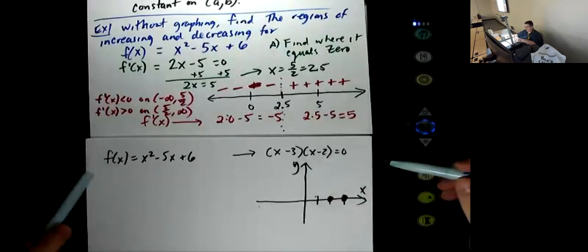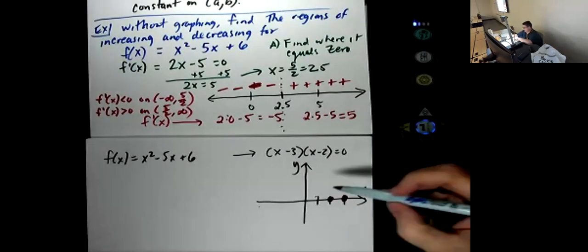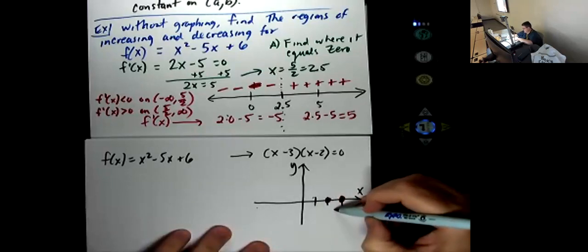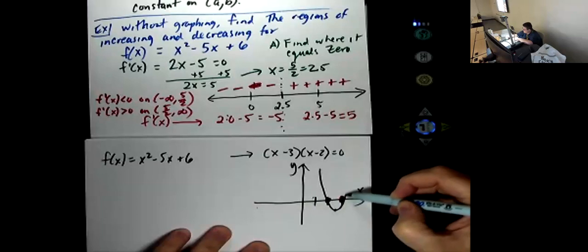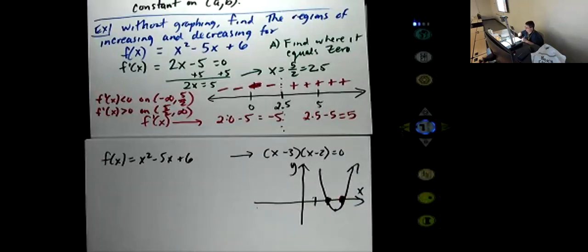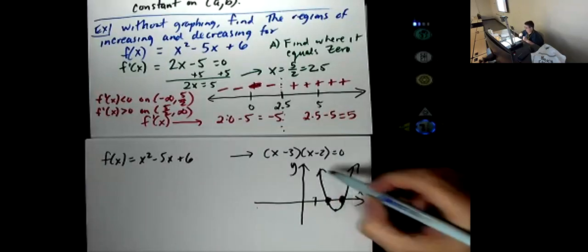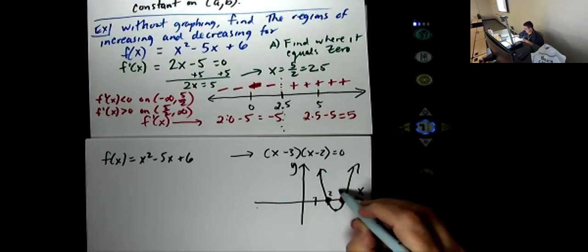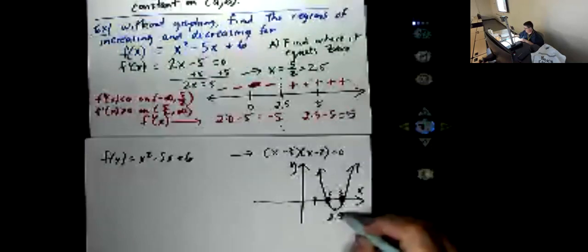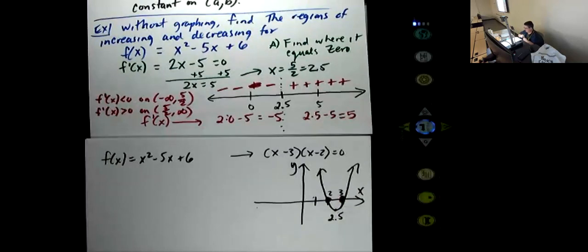We know it's a parabola, so it opens upward, and the vertex is going to be between them. Halfway between 2 and 3 is 2.5. I didn't calculate what the y value is, but I know it opens upward, so it's got to be below the graph.